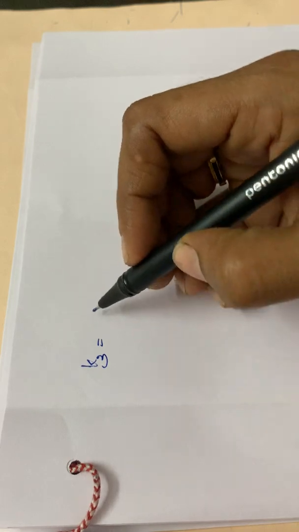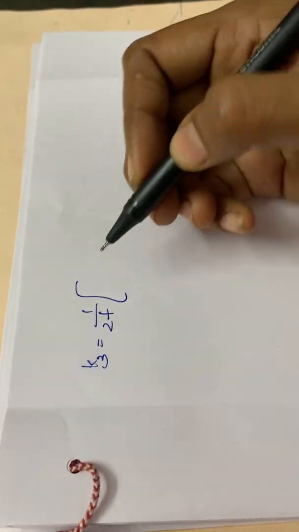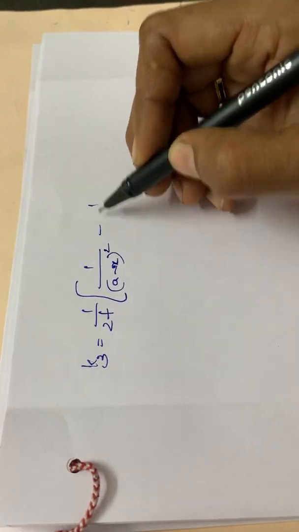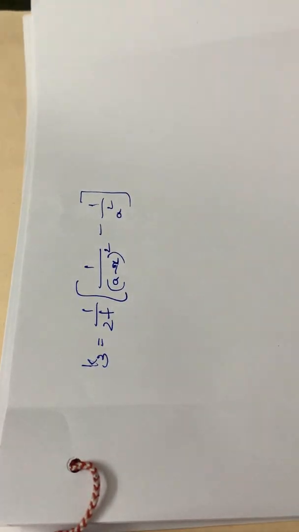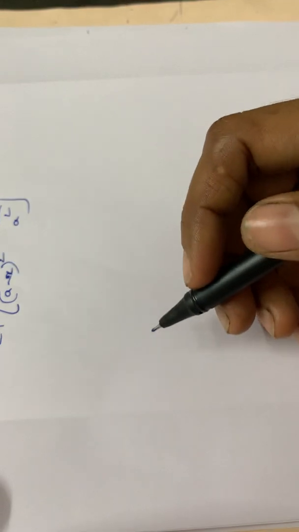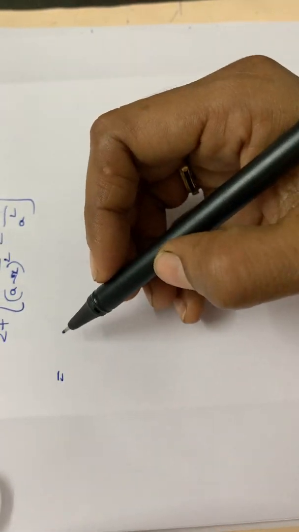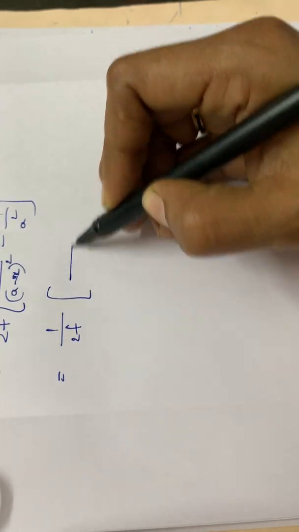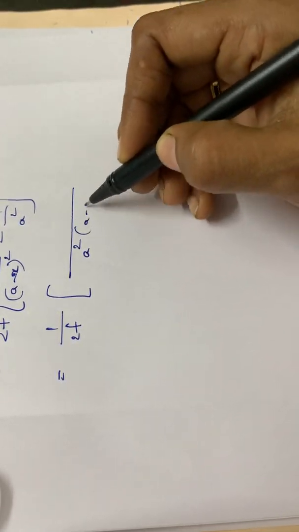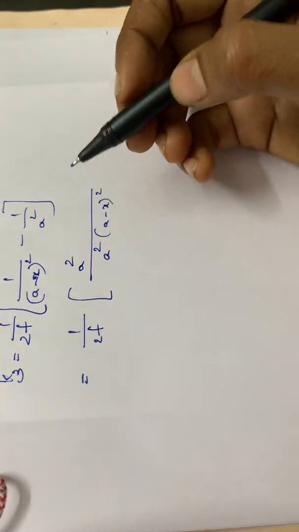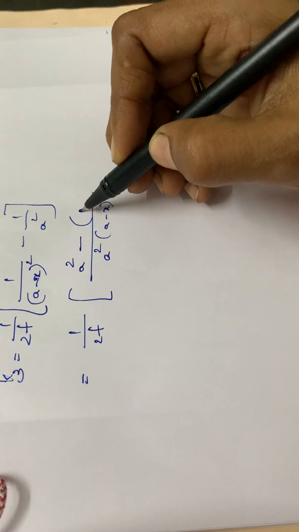Then k3 is equal to 1 by 2t into 1 by (a minus x) the whole square minus 1 by a square. Okay, up to this you have got k3 is equal to 1 by 2t into 1 by (a minus x) the whole square minus 1 by a square. Then take the LCM of these terms, that is equal to 1 by 2t into, here the LCM becomes a square into (a minus x) the whole square.